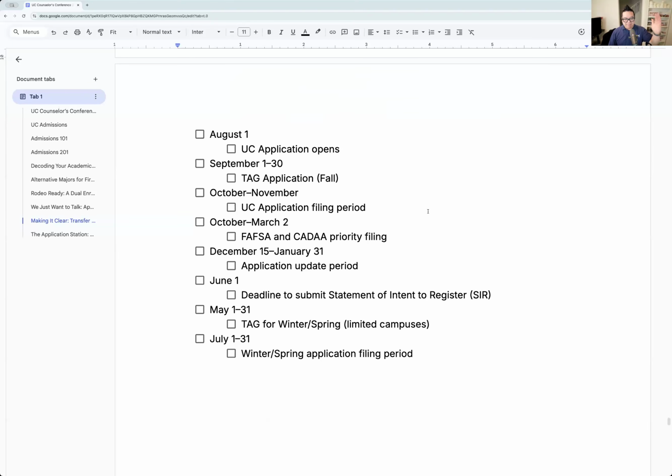And here's the timeline for transfer students. You'll see it's very similar to the UCs, right? The UC app opens August 1st. That's the same. The TAG applications are in the fall, last month. So if you're a community college student now, you missed it by a few days.